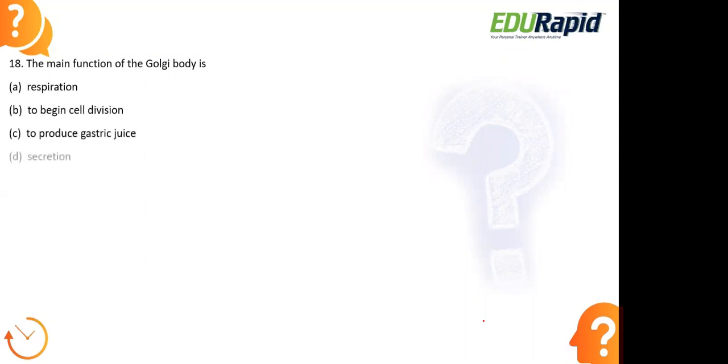Moving to the next question. The main function of Golgi body is respiration, to begin cell division, to produce gastric juice, secretion.